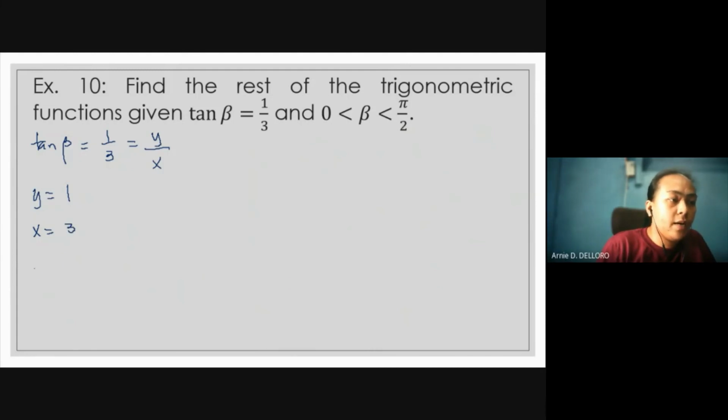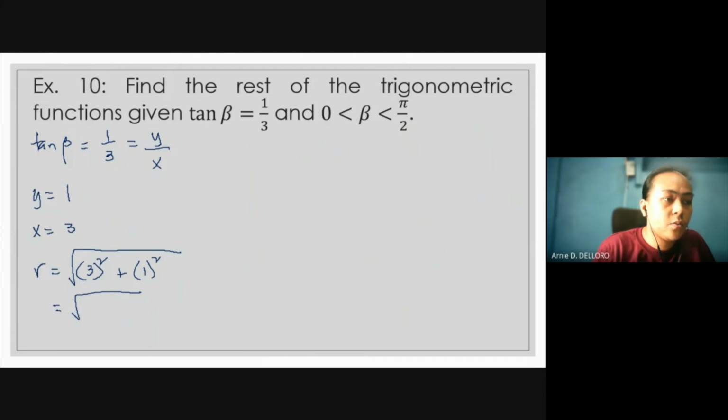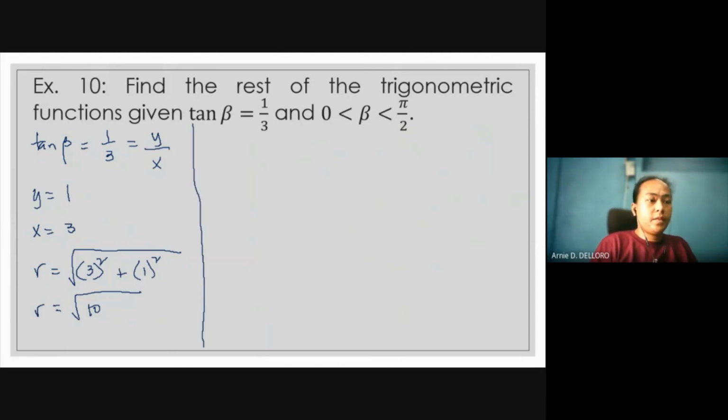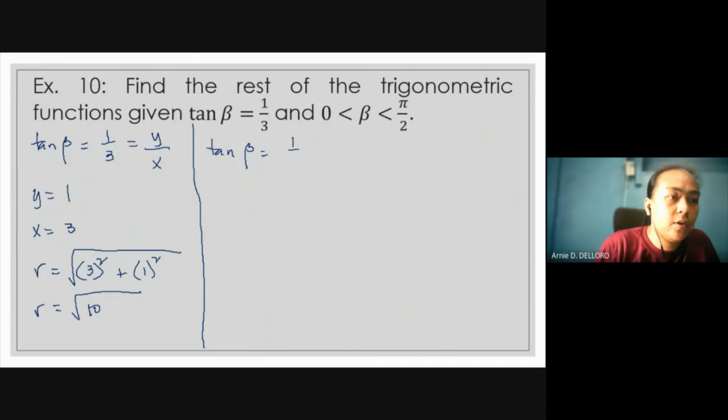Using the formula r, since ang hinahanap natin ay yung value ng radius. So we have the square root of 3 squared plus 1 squared. This will give us square root of 3 squared is 9 plus 1 squared is 1. So 9 plus 1 is 10. So the value of the radius is square root of 10. Okay? Sige, since given na yung tangent beta, so we have 1/3.